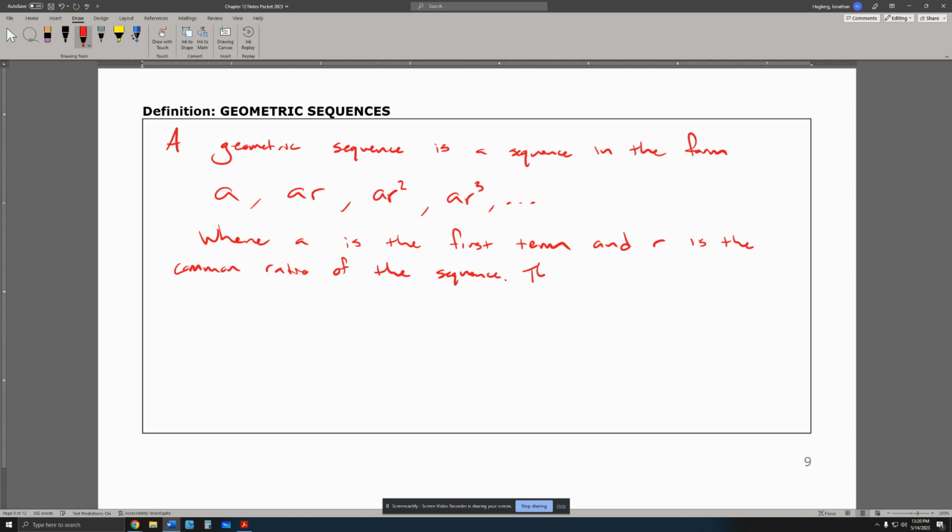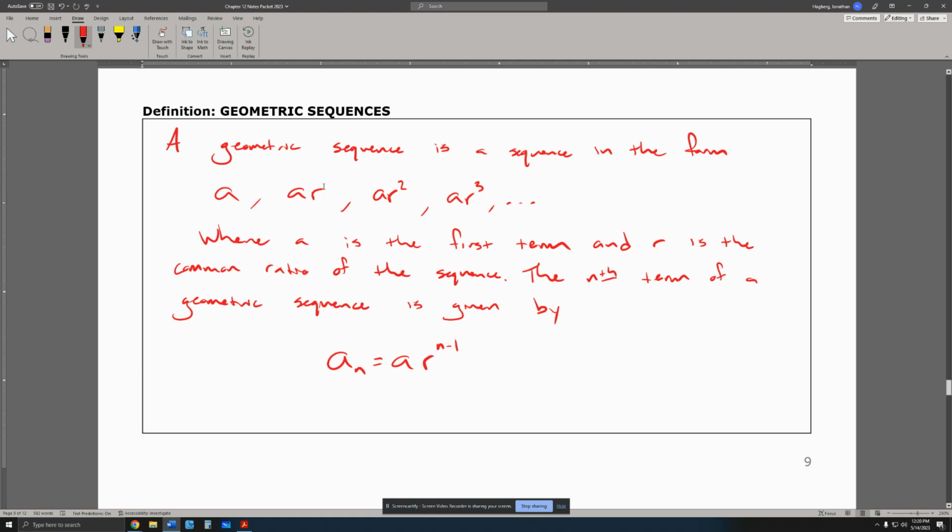Okay. The nth term of a geometric sequence is given by a sub n is equal to a, our first term, times r to the power n minus 1. So notice that the second term of the sequence has a power of 1, the third term has a power of 2, fourth term has a power of 3. So it's always going to be 1 less than the number term in the sequence. So that's why we have n minus 1. Okay, so this is the explicit definition for the geometric sequence.